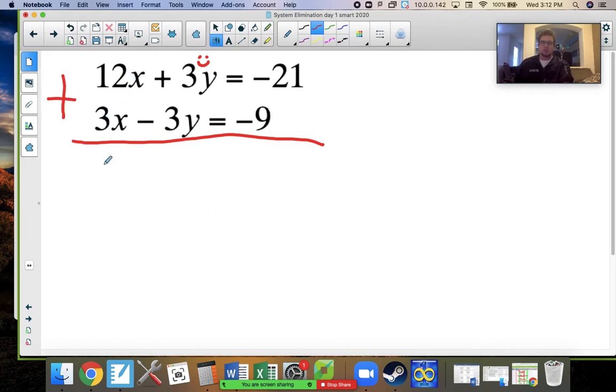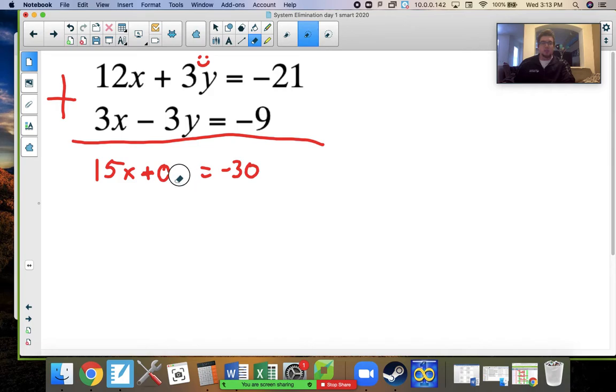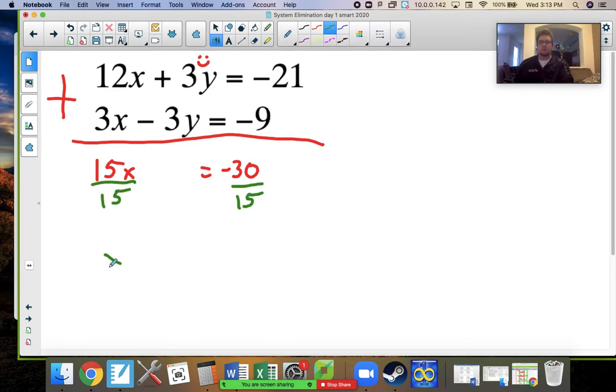So 12x plus 3x gives us 15x. 3 plus negative 3 gives us 0y. Negative 21 plus negative 9 gives us negative 30. Because we eliminated the y's, we don't need it in our equation, so it looks like this. Divide both sides by 15, and x is negative 2.